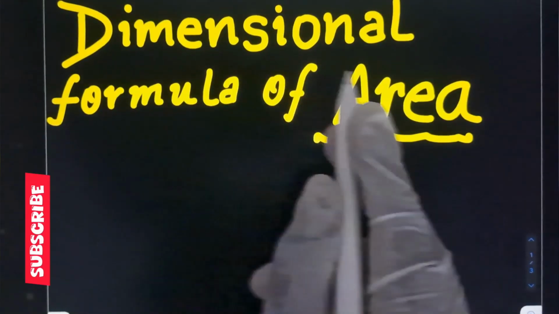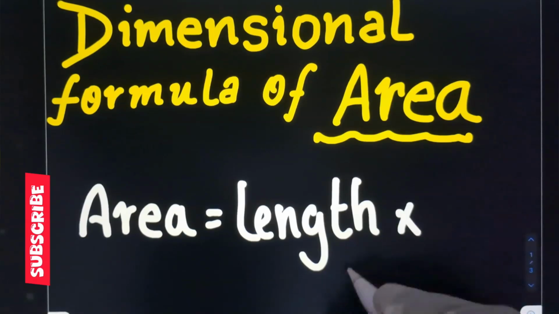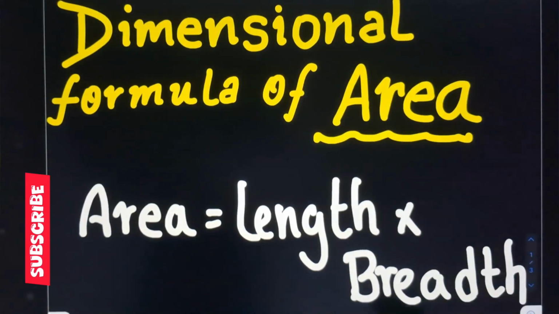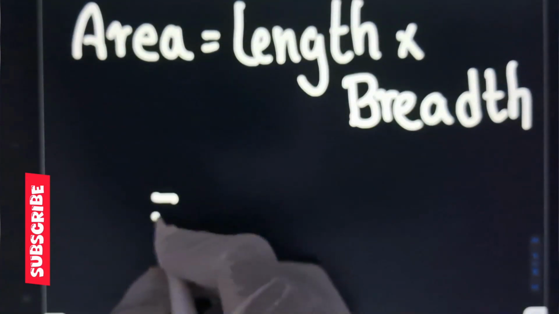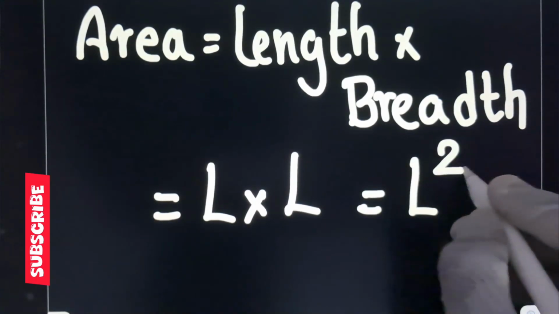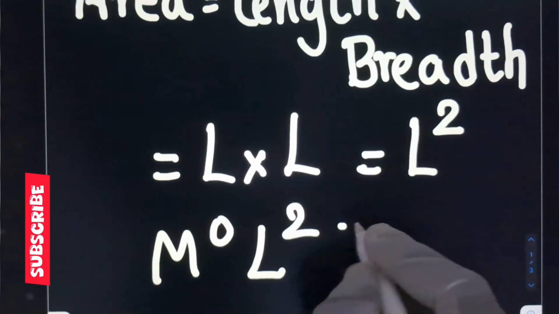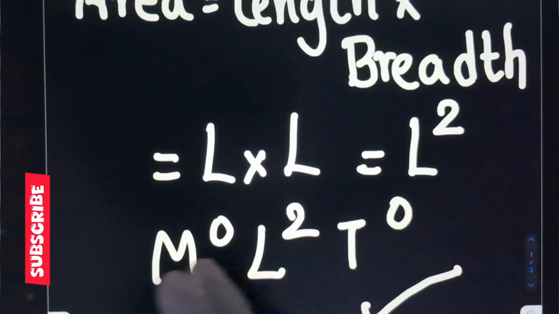To find the dimensional formula of area: area is equal to length into breadth. As they are in the same units, they are written as L into L, which is L square. The dimensional formula of area is M power 0, L power 2, T power 0.